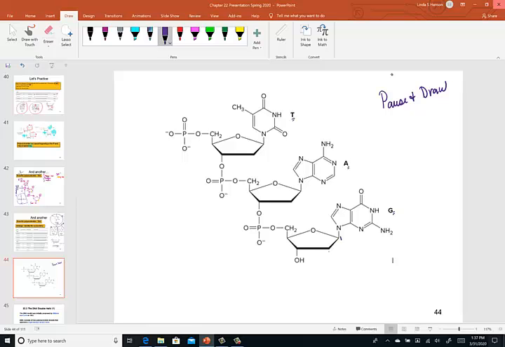The anomeric carbon is the site that attaches to the base. In each one of these nucleotides, there are 5 carbons. 1, 2, 3, 4, 5. Notice the 5' end has a free phosphate group.